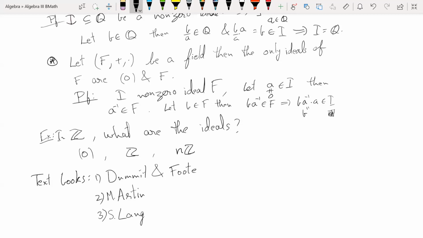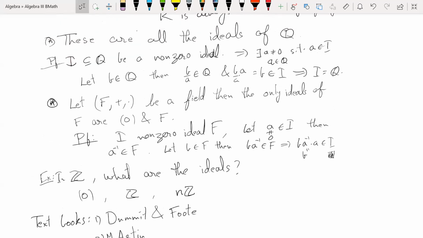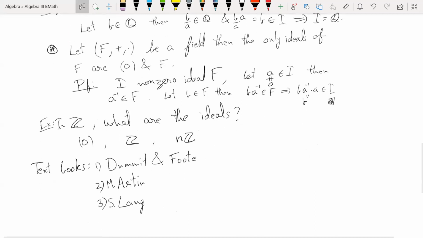Artin and Lang are a little older. Dummit and Foote is slightly newer, but you can look at these books for reference. But I'm just going to teach from my notes. So the course need not follow any particular book in some sense. Okay.